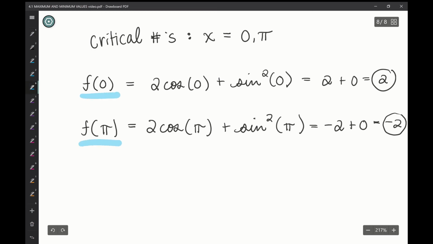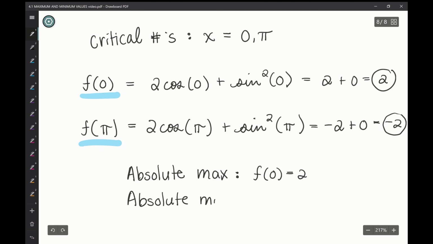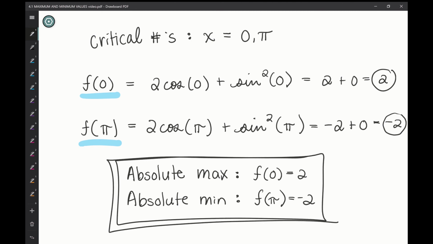Since 0 and pi are both endpoints, that means that we don't have any local extrema. However, we can still find our absolute maximum or absolute minimum. Our absolute maximum will be the higher number out of the two, so that's at f of 0 is equal to 2. And our absolute minimum will be the smaller number, which is that f of pi is equal to negative 2. And these are the extrema for our function over that interval.